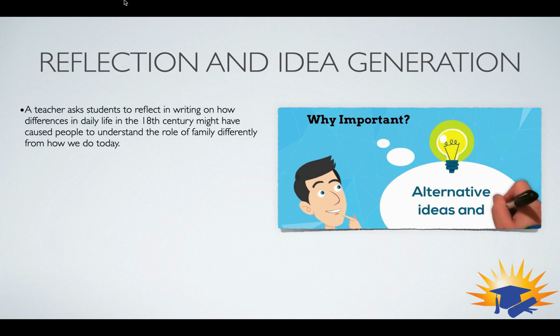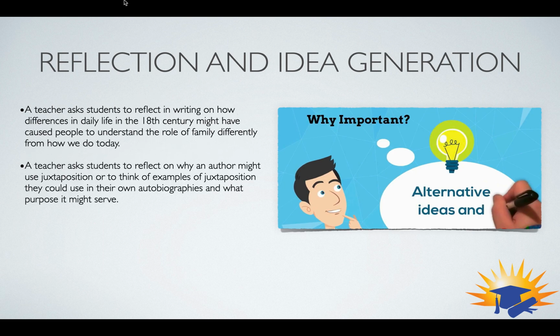Some examples include: a teacher asks students to reflect in writing on how differences in daily life in the 18th century might have caused people to understand the role of family differently from how we do today. A teacher asks students to reflect on why an author might use juxtaposition, or to think of examples of juxtaposition they could use in their own autobiographies and what purposes it might serve.